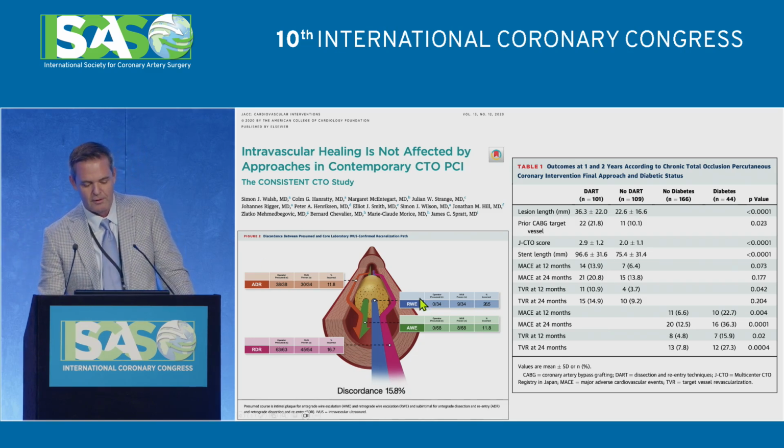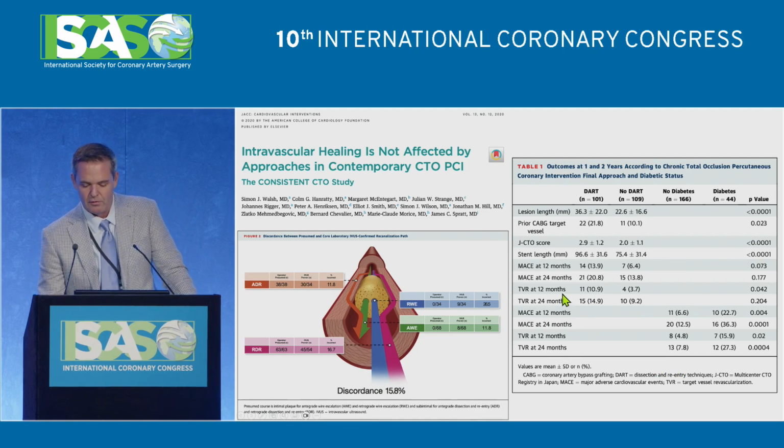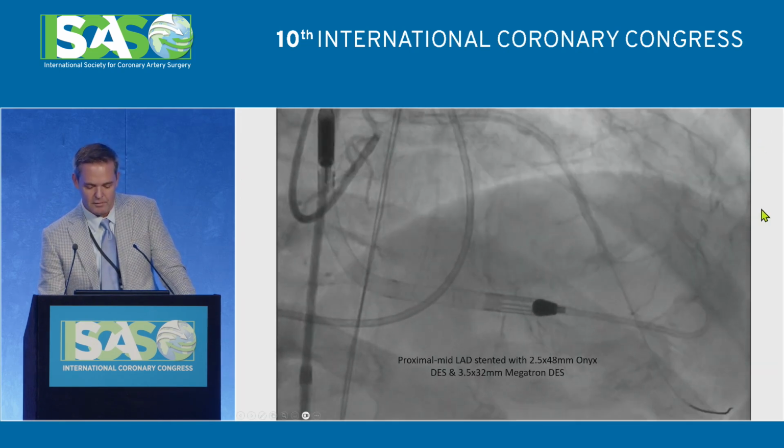Interestingly enough, if you look by imaging, we're wrong a good percent of the time. When we think we went subintimal and came back in, we were true the whole time. And times we think we're true the whole time, we've gone subintimal and re-entered. But the long story short, there's not a statistically significant difference between using the subintimal space to do your revascularization versus using the true lumen. And so that's what you end up with here.